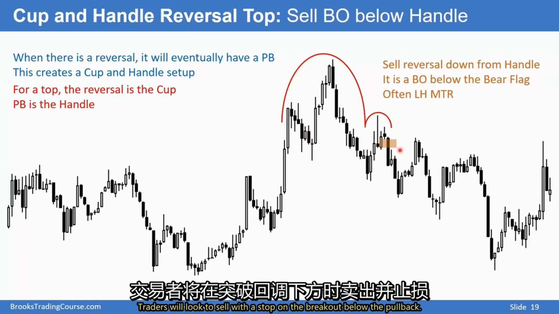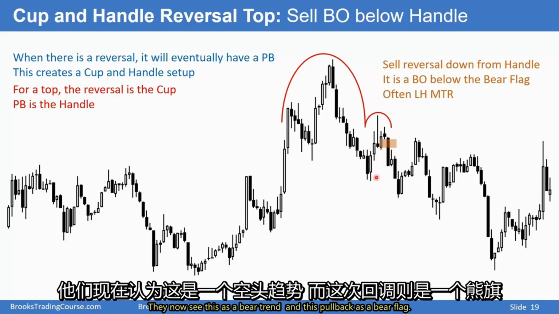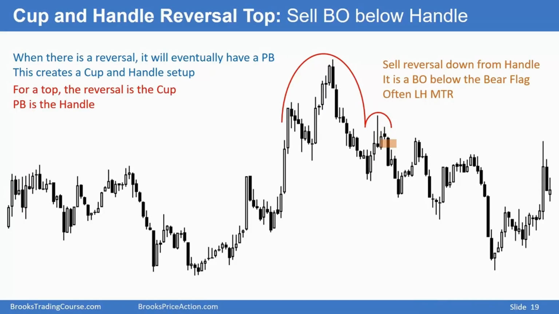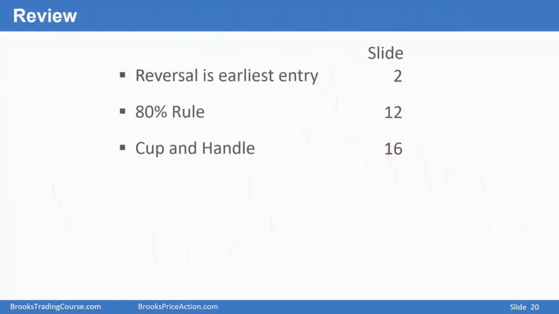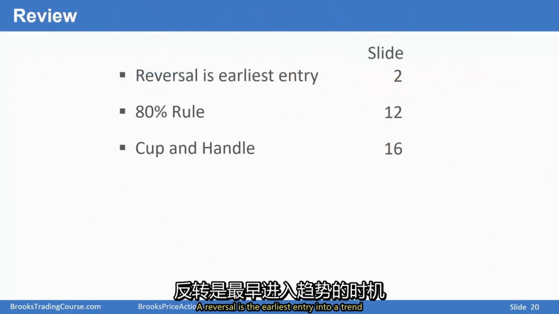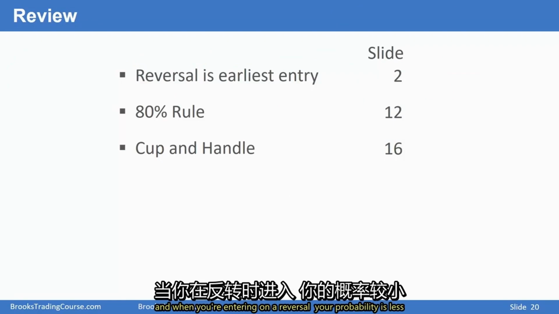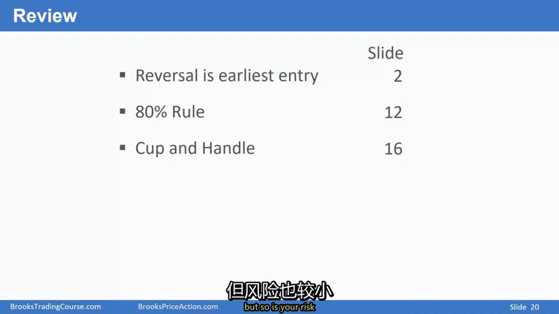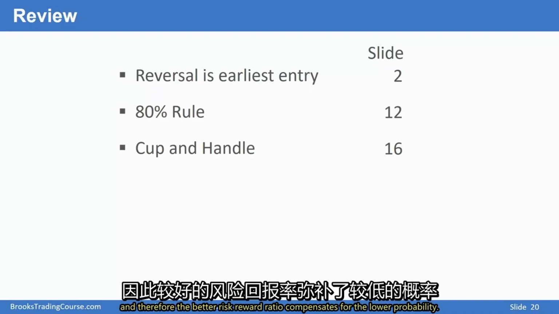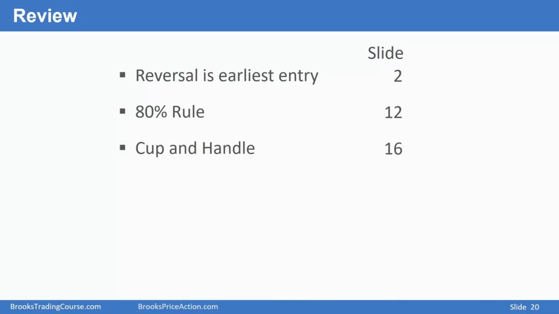Traders will look to sell with a stop on the breakout below the pullback. They now see this as a bear trend and this pullback as a bear flag. A reversal is the earliest entry into a trend. And when you're entering on a reversal, your probability is less, but so is your risk. And therefore, the better risk-reward ratio compensates for the lower probability.